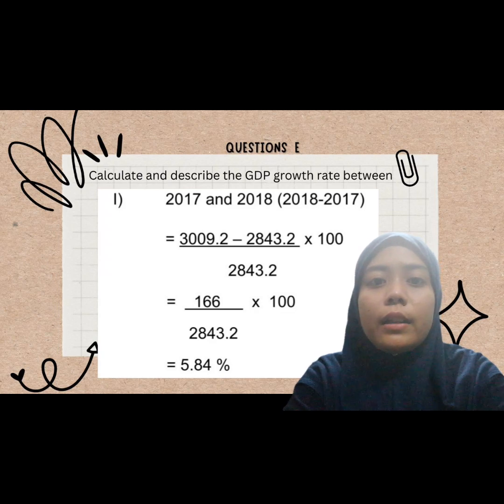The formula to calculate the GDP growth rate is the finance year minus the previous year, divided by the previous year, and multiplied by 100. The first is 2017 and 2018: 3009.2 minus 2843.2, divided by 2843.2, and multiplied by 100, and the answer is 5.84%.